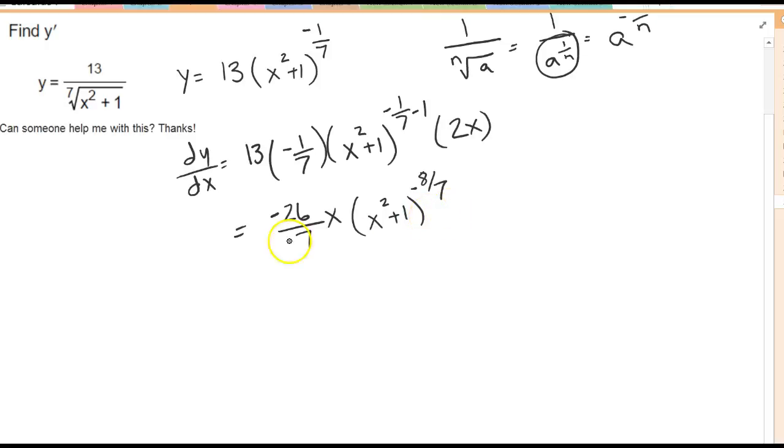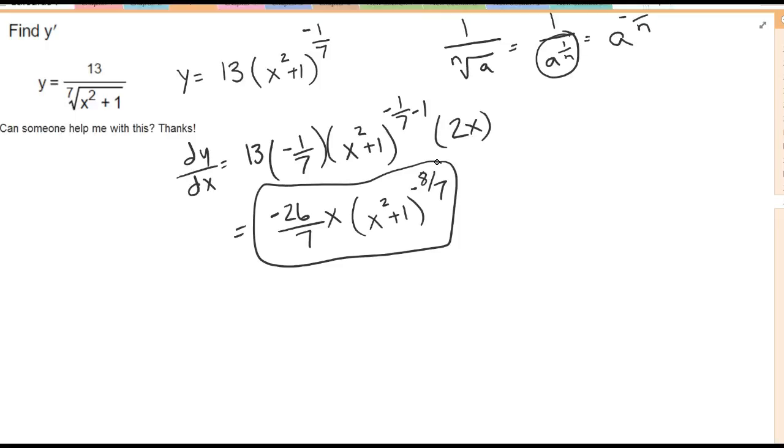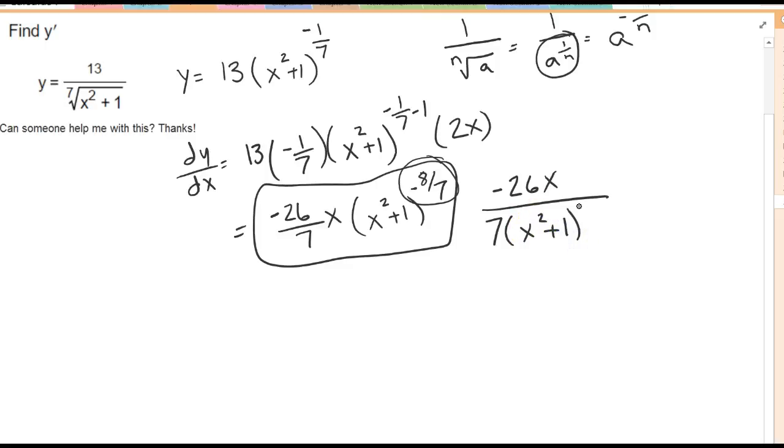Cleaning this up, again, depending on how they want you to input it into MyMathLab, on an exam, this would be perfectly simplified at that point. MyMathLab might want you to only have positive exponents, so you can write that as minus 26x over 7 times the quantity x squared plus 1 to the 8 over 7, because again, since it's in the numerator negative, I drop it down to the denominator, it becomes positive. That would be perfectly fine.